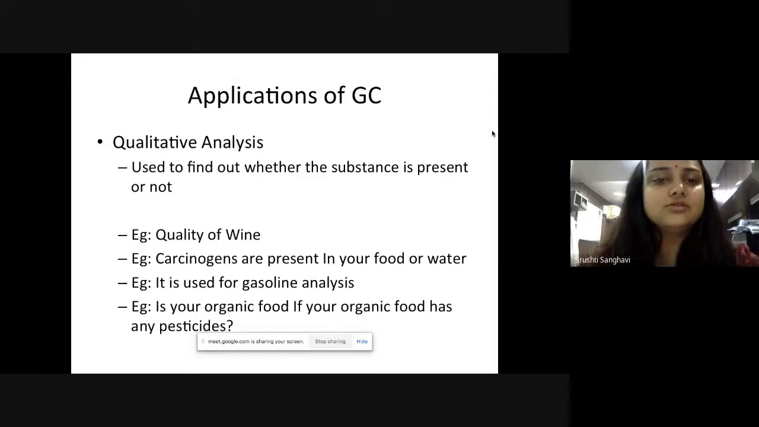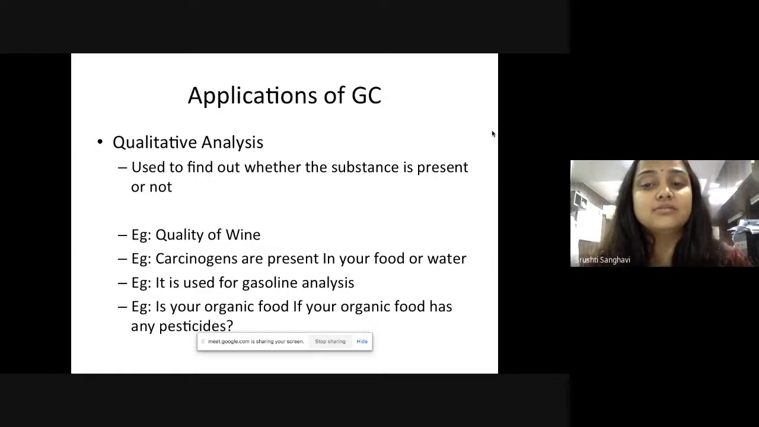So other applications of qualitative analysis: if you just want to very quickly check the quality of wine that the manufacturers are manufacturing, or carcinogens in food and water. Some carcinogens are inevitably present in our food, and they can be detected. The petrol, how pure is the petrol? When the Indian government is purchasing gas or petrol or crude oil from Saudi Arabia or Iran or wherever else, they are using gas chromatography for its purity analysis.